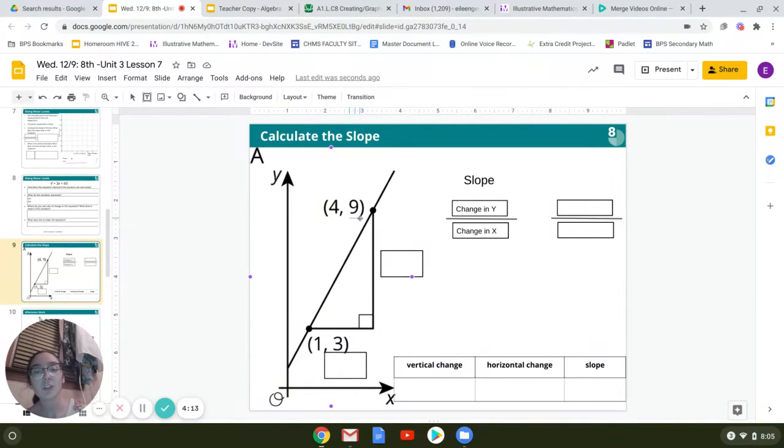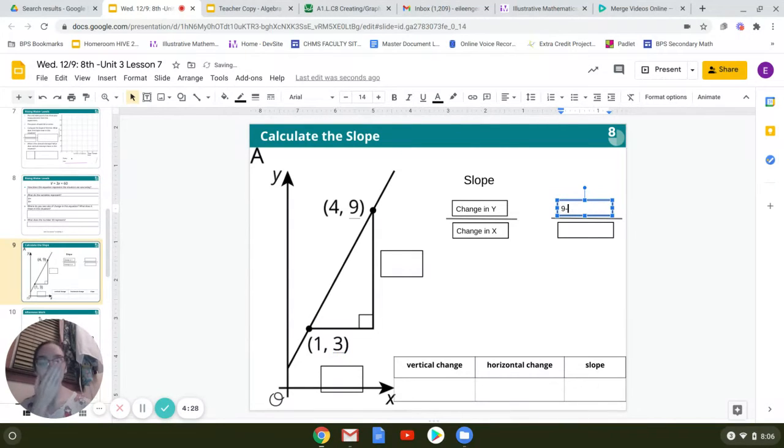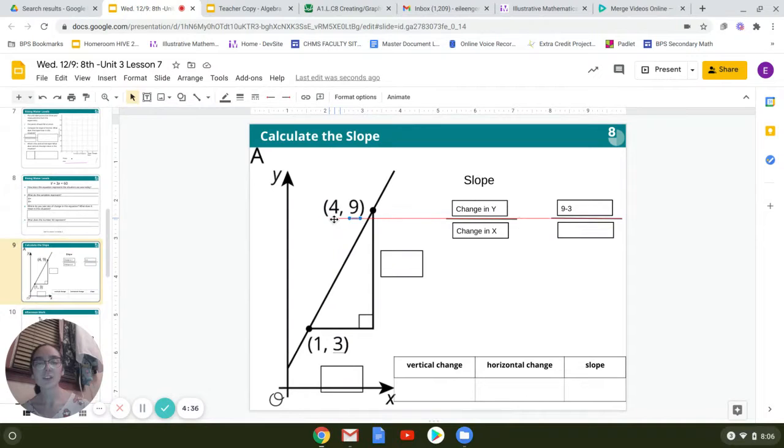So the 2 y values are 9 and, in this first coordinate here, 3. We calculate that by saying the second y minus the first y. So this one would be 9 minus 3. And for the change in our x values, we have a 4 and a 1. 4 minus 1.